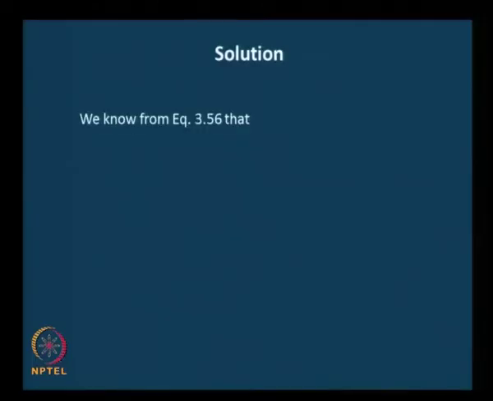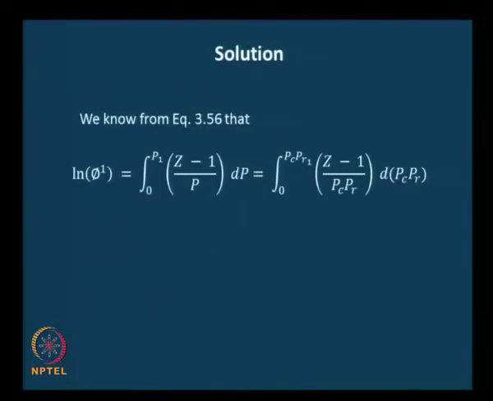Okay, some of you would have arrived at the solution, which is very good. Let us look at the way of going about the solution. We have already seen from equation 356, the first step was to express this in terms of reduced properties. We already know that ln of phi1 is an integral from 0 to p1 of (z minus 1) by p dp. Now the way to express this in terms of reduced properties is to replace these actual variables in terms of the reduced variables.